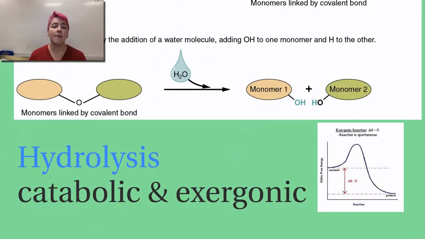When we're taking macromolecules apart, we're going to use hydrolysis. Hydro means water, and lysis means to cut. So we're cutting that molecule with water. If you take a look at the picture here, we're using water, bringing it in, putting an OH back on one molecule and the H back on the other. Hydrolysis is catabolic. Catabolic means to break down, and exergonic, meaning energy is being released.